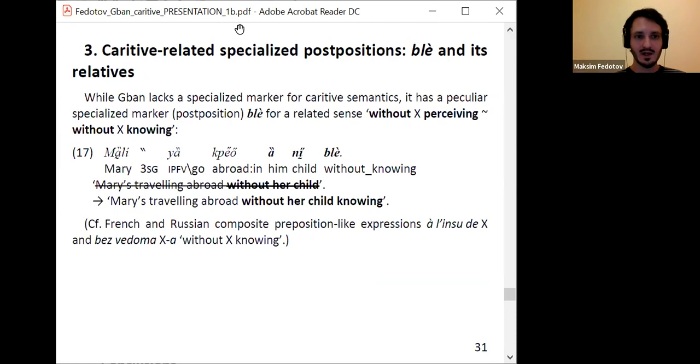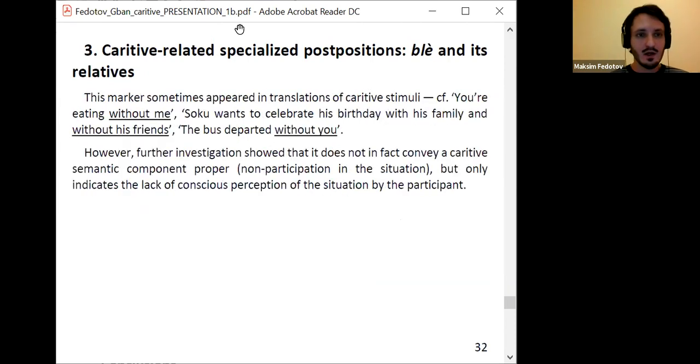While, as we saw, Gban lacks a specialized marker for caritive semantics, it has a peculiar specialized marker for a related sense. And so this marker sometimes appeared in translations of caritive stimuli. For example, for the stimulus "You're eating without me," or "Soku wants to celebrate his birthday with his family and without his friends," or "The bus departed without you." In all these cases, there were translations with the postposition ble.